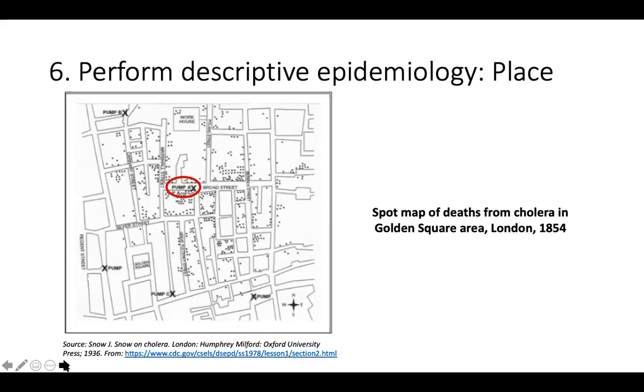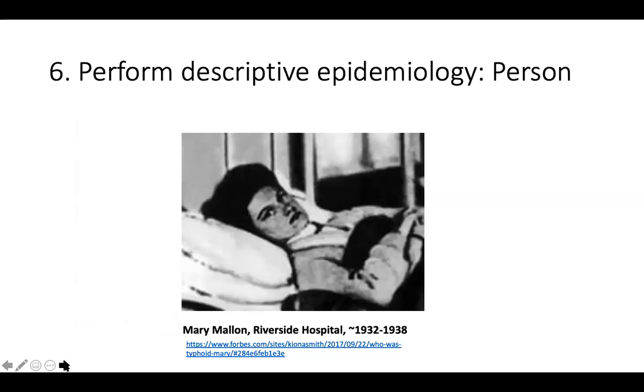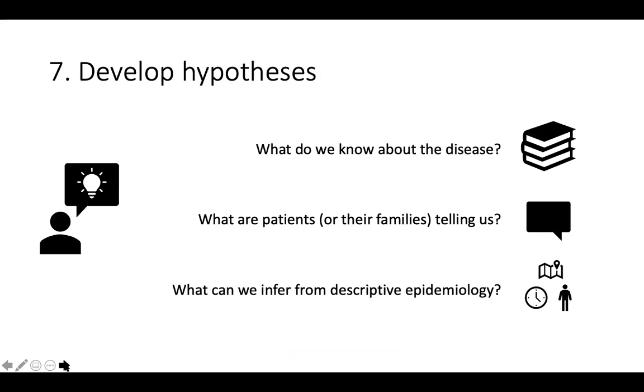And with respect to person, we want to know who is getting sick. Maybe there's patterns in who's susceptible for disease. But we also might find a case like the sad case of Mary Mallon, who's otherwise known as Typhoid Mary, who unfortunately developed typhoid fever, but was asymptomatic from it. And everywhere she went, a lot of people became infected, and she lived a very sad life as a result. In fact, if you want to read more, I would encourage you to do so. But this is, again, the type of information we can get from descriptive epidemiology.